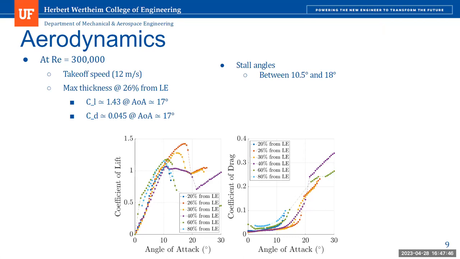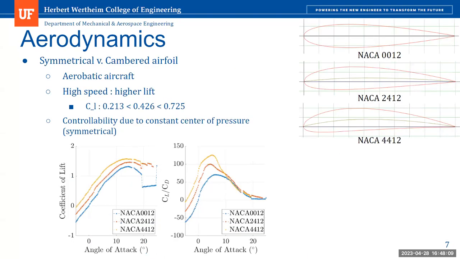But wouldn't the stall angle decrease with a symmetric airfoil versus a cambered? Typically speaking, with a symmetric airfoil, you'd have a lower stall angle than you would with a cambered airfoil.